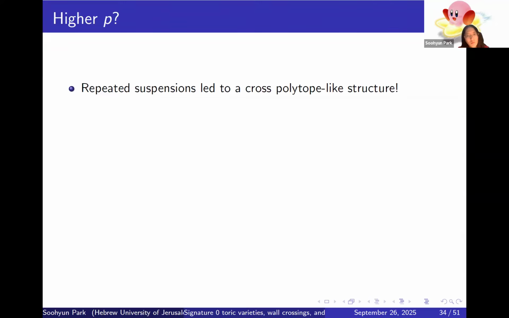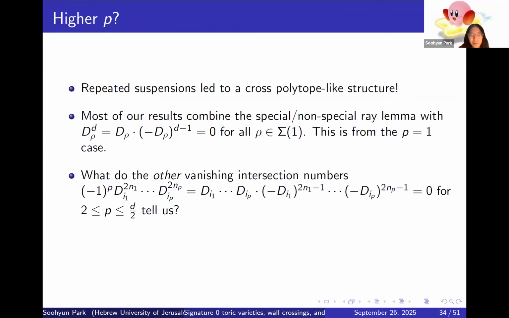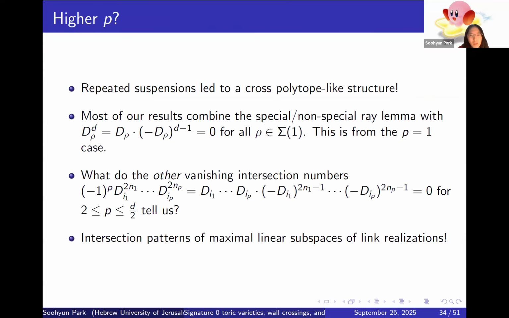Okay, so we have some idea of the general shape, but we gave a lot of restrictions on what the possible general shapes can be. But we've only made use of the identity from P equals 1. What about the other ones? So as it turns out, we can say that this has something to do with maximal linear subspaces of link realizations, the things that we're suspending around and how they intersect.